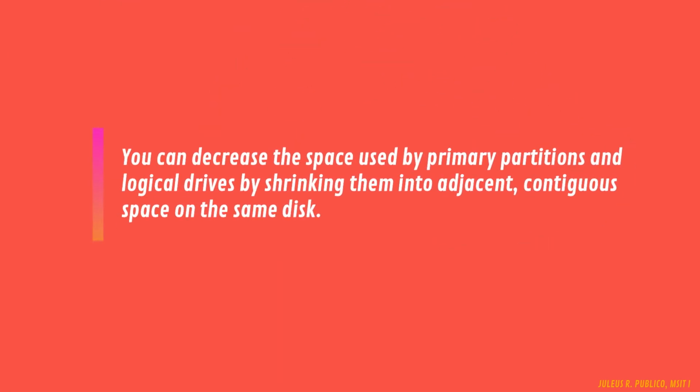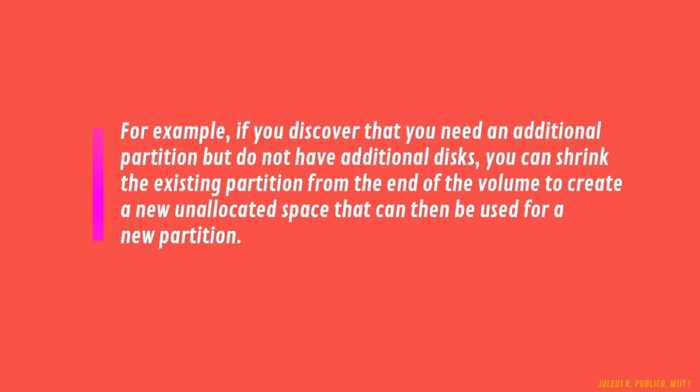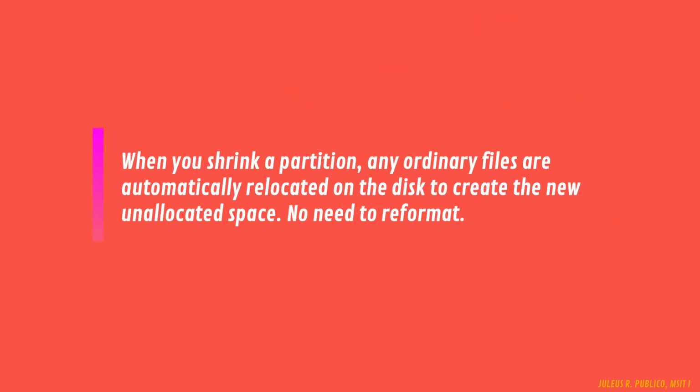You can decrease the space used by primary partitions and logical drives by shrinking them into adjacent, contiguous space on the same disk. For example, if you discover that you need an additional partition but do not have additional disks, you can shrink the existing partition from the end of the volume to create new unallocated space that can be used for new partitions. When you shrink a partition, any ordinary files are automatically relocated on the disk to create new unallocated space. There is no need to reformat a disk to shrink the partition.